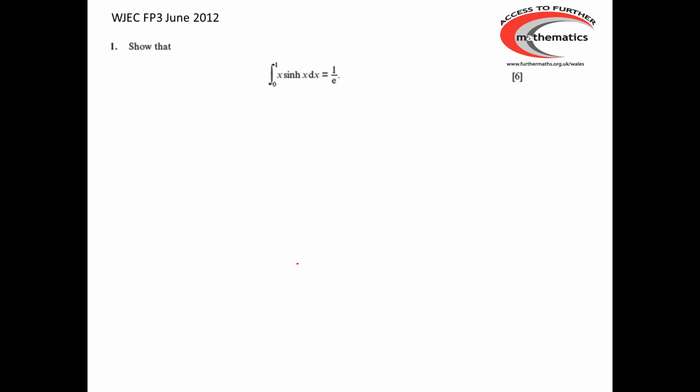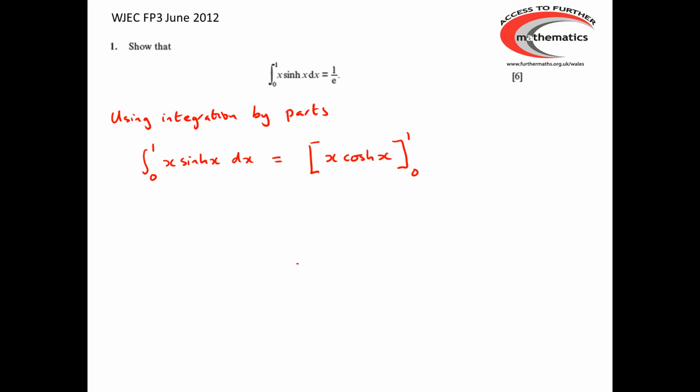From your knowledge of integration in C4, if the integration had been x sine x, you'd probably be thinking in terms of using integration by parts to do the integration, and we are certainly going to use integration by parts for this example as well. So, the integral between 0 and 1 of x sine x, we'll start off by integrating the sine x and get cos x, leave the x alone.